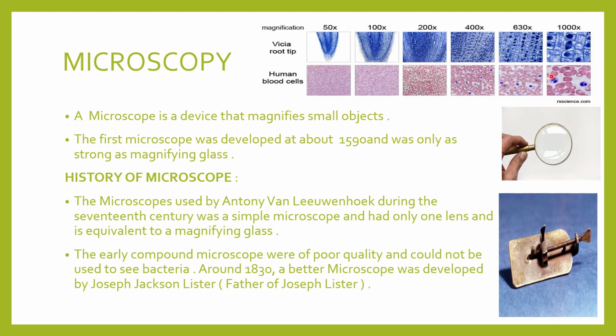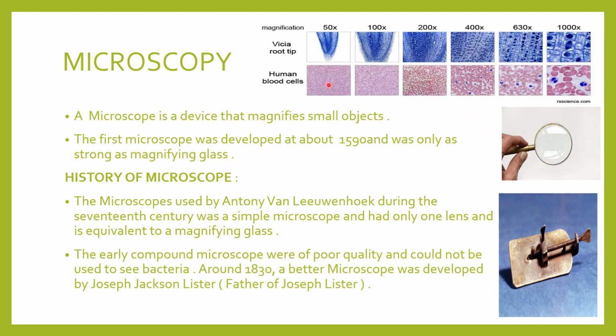As you can see in the picture, this is called magnification or enlargement. This is the image of a root tip visualized at 50x. When you double it, this is how it looks. When you magnify at 200x, 400x, 630x, and at 1000x, you can see the cells very clearly. If you magnify further, you can see the components of the cell very clearly. So this is what is called magnification, and this is how enlargement happens in the microscope.